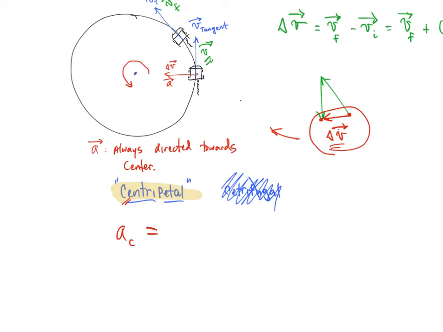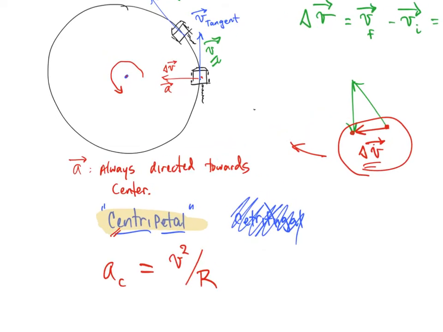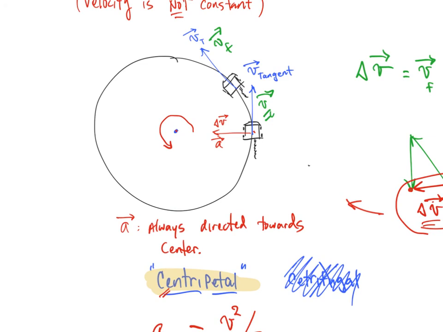And I'm not going to prove this. It is provable, but I'm not going to spend the time now. I'll just tell you that the magnitude of the centripetal acceleration is equal to the speed squared divided by the radius r. And just to be clear, that radius r is, of course, the radius of the circle.